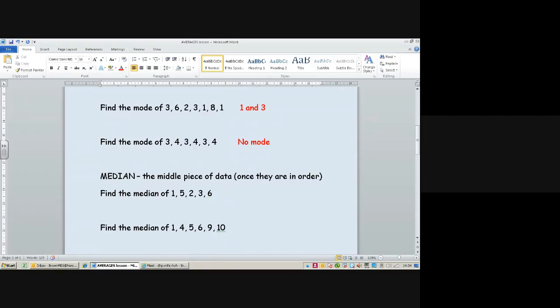So your first step is to put the numbers in order. So we go 1, 2, 3, 5, 6. And in this situation, the middle one is 3. So that's your median. For the next list of numbers, we've got in order 1, 4, 5, 6, 9, 10. So as you can see, where you've got two numbers in the middle, 5 and 6, the median's halfway between them, which would be 5.5.